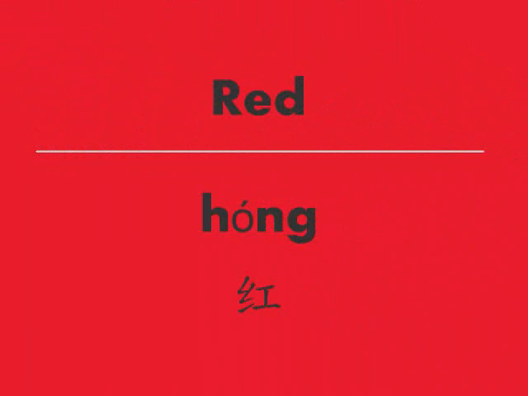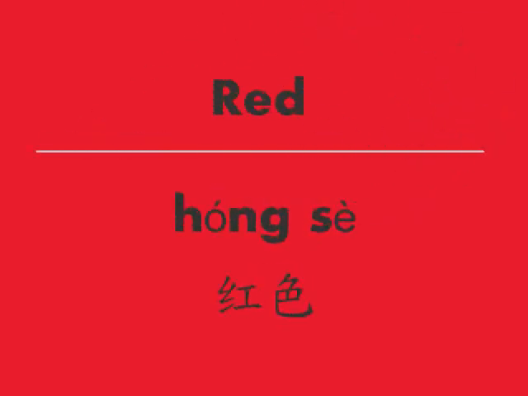The word for red is hong. That is a rising tone, similar to the tone you would use to ask what in English. However, when referring to the color red, you would literally say red color, 红色. Again, 红色.